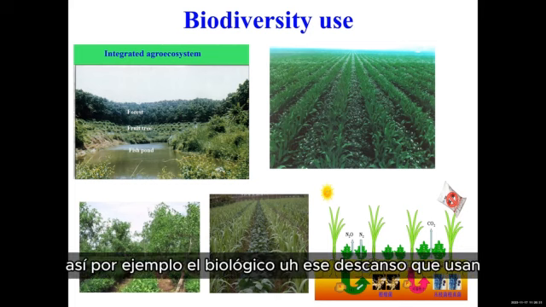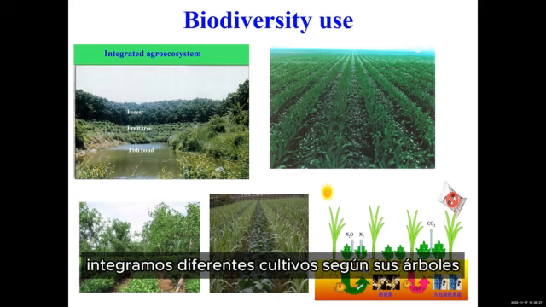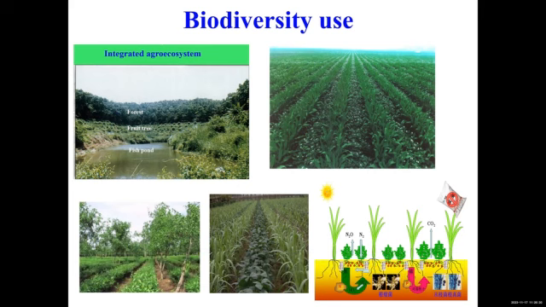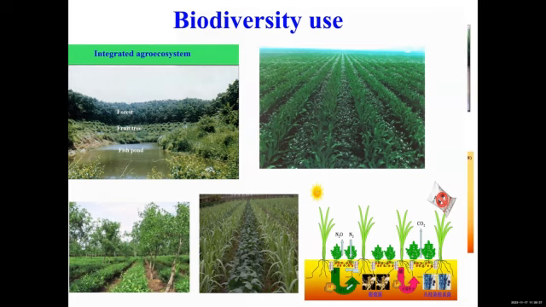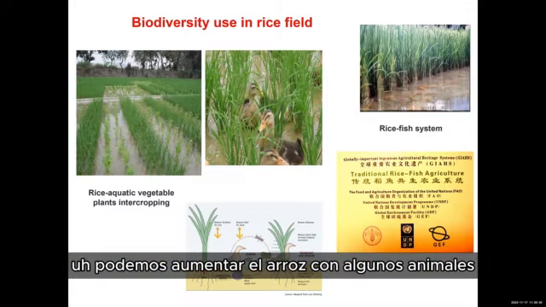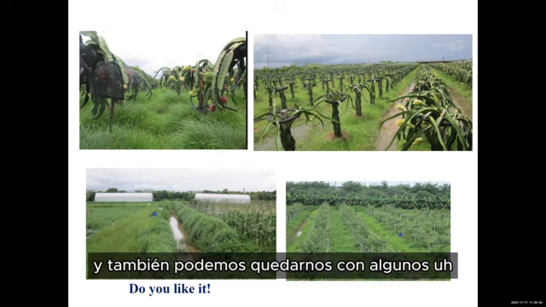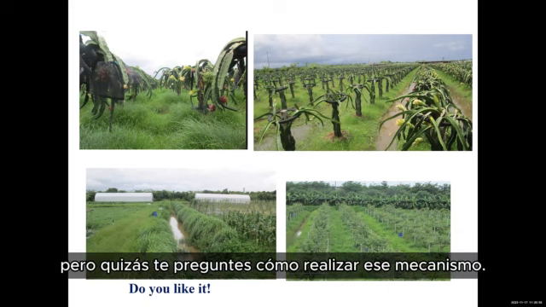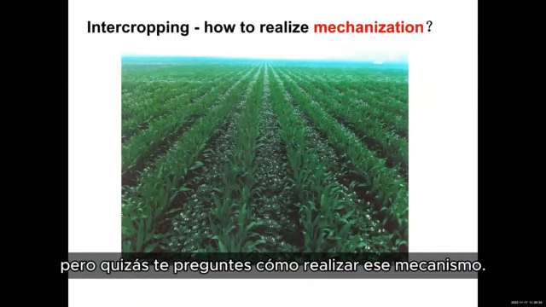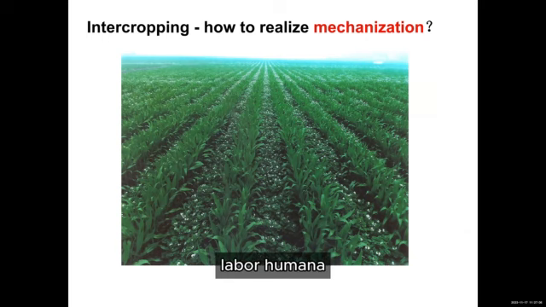So for example, the biological diversity used for the landscape, we integrate different crops, according to their trees, and to utilize the land, the light and some other kinds of resources. In this example of the rice field, we can integrate the rice with some animals, for example, the duck, the fish, the shrimp, and also we can keep some grass in the garden to increase the biodiversity. But you may be asking how to realize the mechanization, because this intercropping will take a lot of human labor.